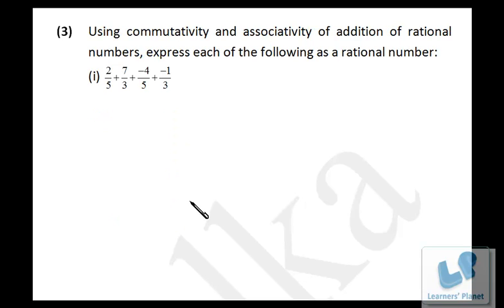Now friends, here using commutativity and associativity of addition of rational numbers, we have to simplify this expression, right? Now what is the first step? Just listen to me carefully. Here we can see here and here the denominator is 5. So we take these two terms together.